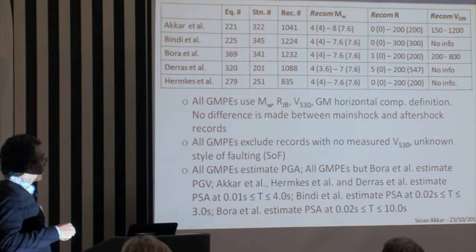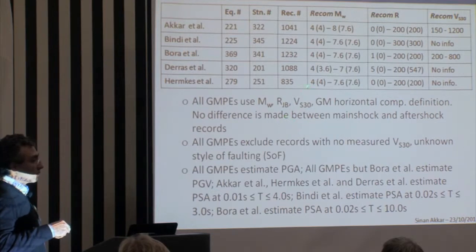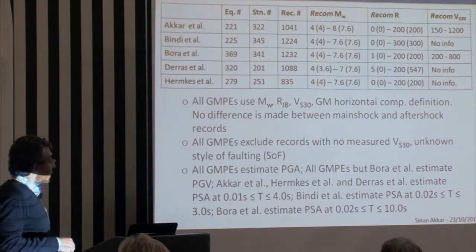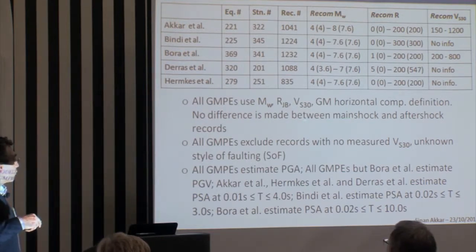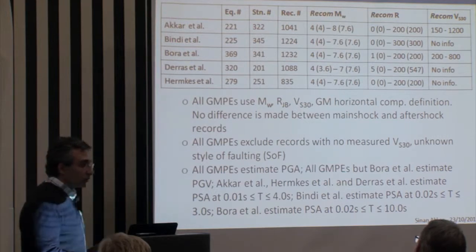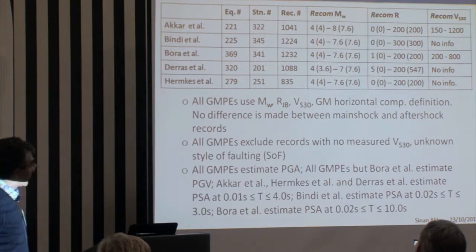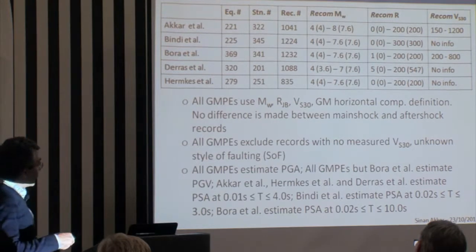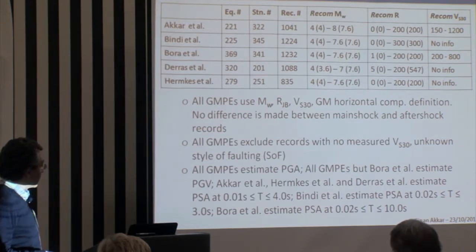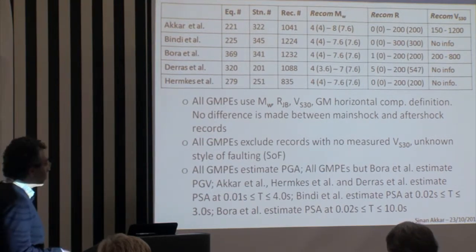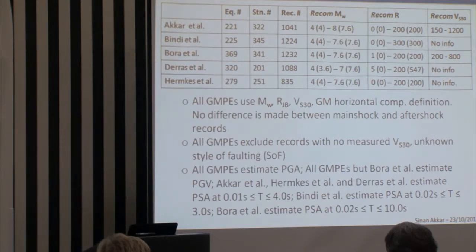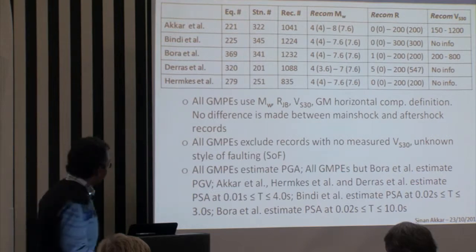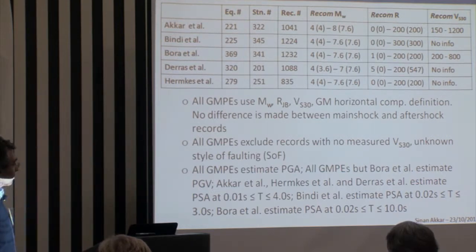So all of us are using moment magnitude, Joyner and Boore distance, VS30, and the geometrical mean horizontal component definition. None of us made a difference in terms of main and aftershock recordings, so we included all types of earthquakes in our equations. All GMPEs include records with no measured VS30, and also exclude unknown style of faulting. And all GMPEs estimate peak ground acceleration.